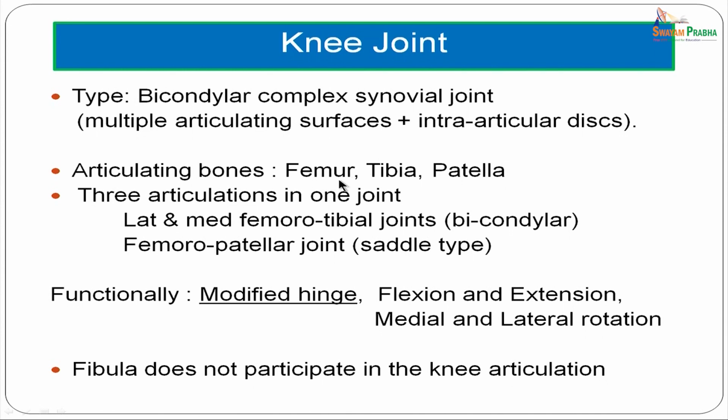The articulating bones are the lower ends of the femur, the upper ends of the tibia, and the patella. There are three articulations which happen within one knee joint. There are the lateral and medial femorotibial joints which are bicondylar in variety, and the femoropatellar joint which is a saddle type of joint. Functionally, the knee joint can be called a modified hinge joint with primary movements as flexion and extension, and small amounts of medial and lateral rotation are also possible at this joint. Please note that the fibula does not take part in the knee articulation.